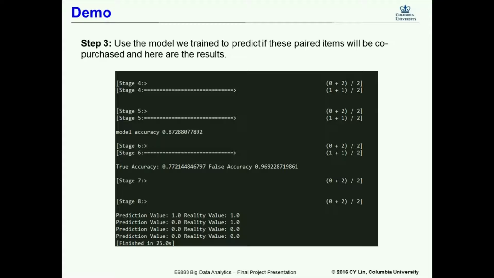As we can see, our model correctly predicts that the first pair of items will be co-purchased, and the third and fourth will not be co-purchased.